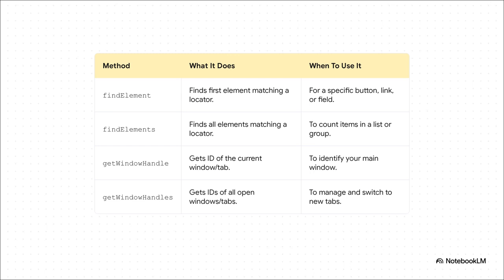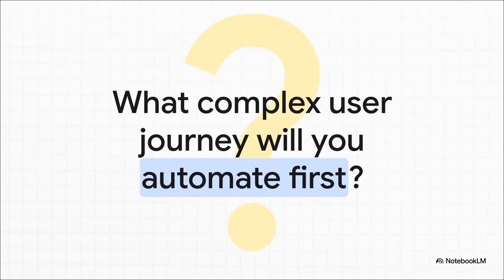Seriously, mastering just these 4 methods will get you so far in building automation scripts that can handle whatever a website throws at them. So the power is really in your hands now. You've got the fundamental tools to find pretty much any element on a page and navigate across multiple windows and tabs. So the only question left is, what complex, awesome user journey are you going to automate first?